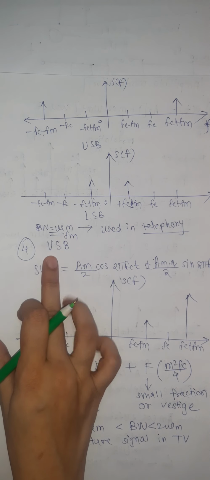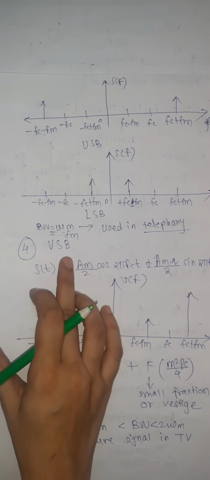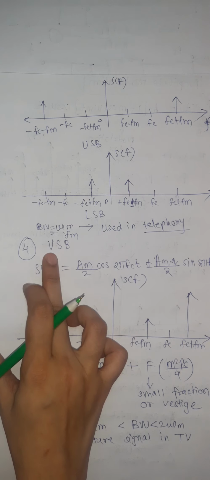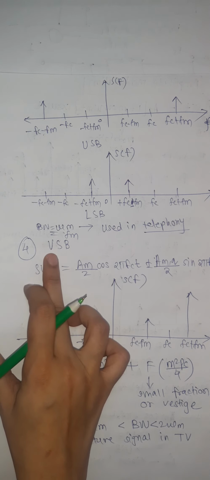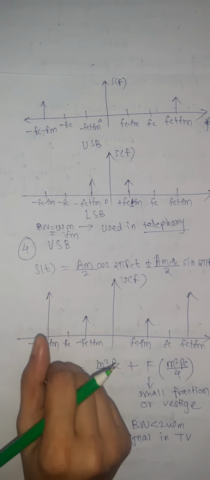Then the next is very important, which is used in picture transmission and TV transmission: VSB. VSB is vestigial sideband. As the name suggests, it utilizes a vestige, and it is a very bandwidth efficient technique and a power saving technique.